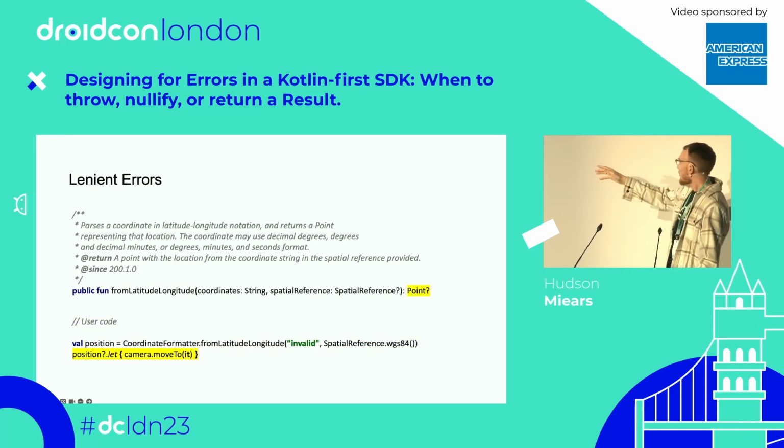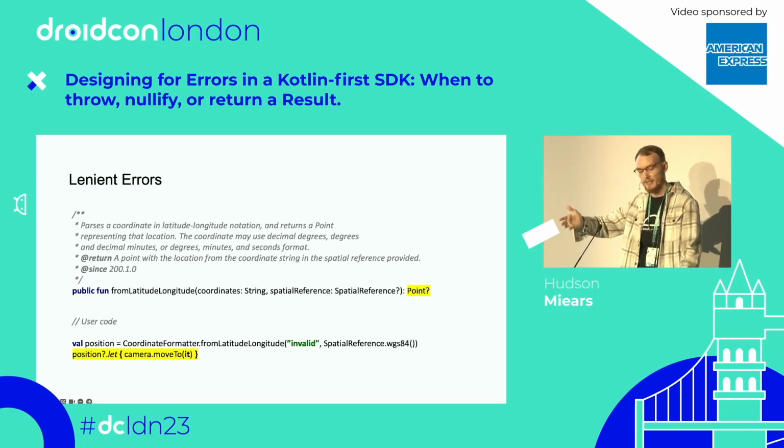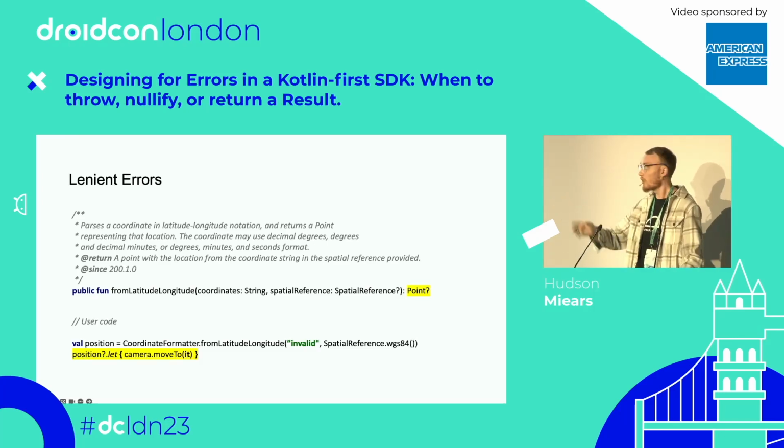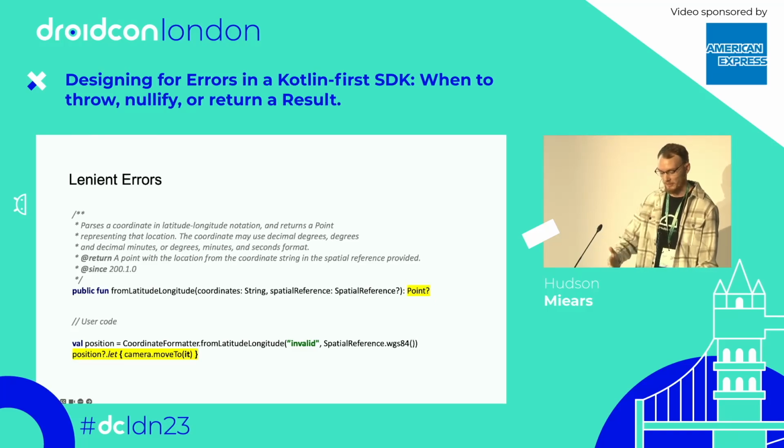So what do we do? We can just return a nullable point instead of just a point, and then we catch the exception. We return null in that case. And the user can now see, oh, okay, this position might be null. Well, I'm only going to move my camera to that position if it's not null. So it's really easy for them to handle that scenario.